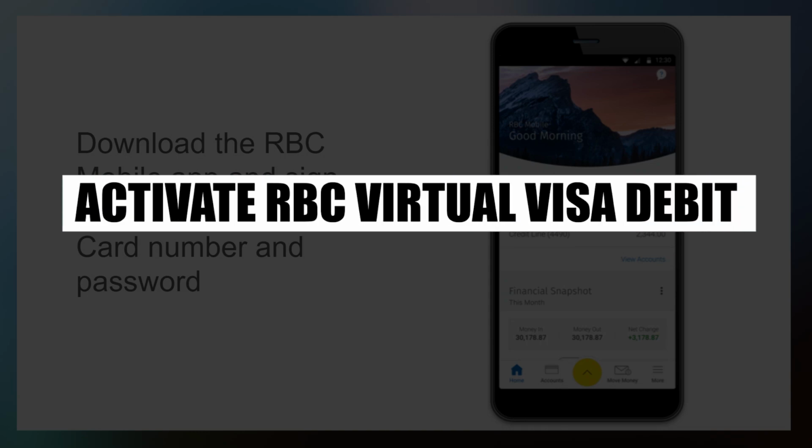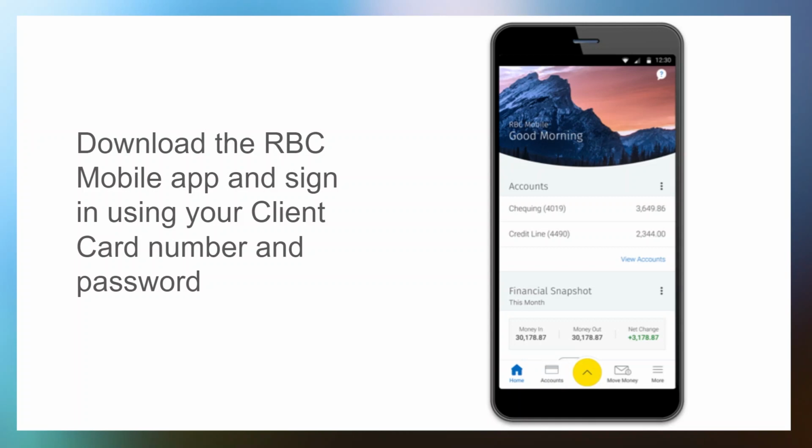In this video, we will show you how to activate the RBC Virtual Visa Debit. First, ensure you have the RBC mobile app downloaded on your device. Once installed, open the app and sign in using your client card number and password. This information is crucial for accessing your account securely.